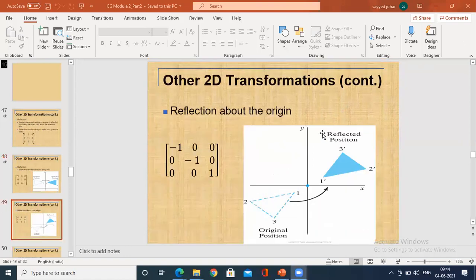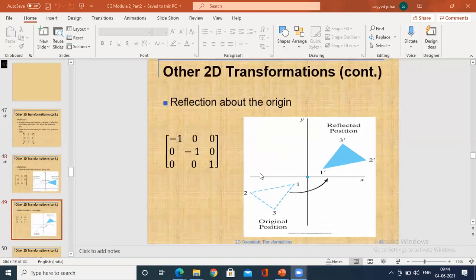So this is reflection about the origin. In the case of reflection about the origin, both the x-axis and y-axis are going to change in negative directions in equal amounts. This is the original position. See, this is the distance. If you have not understood, once again, let me explain.